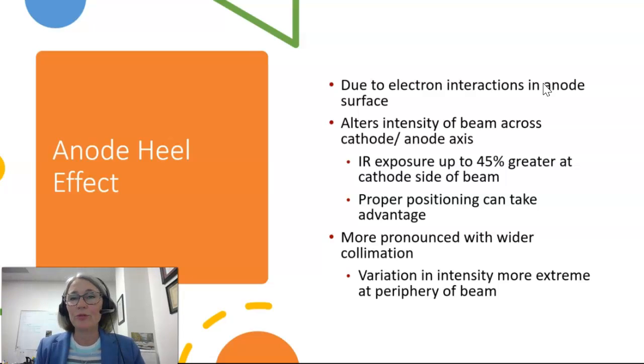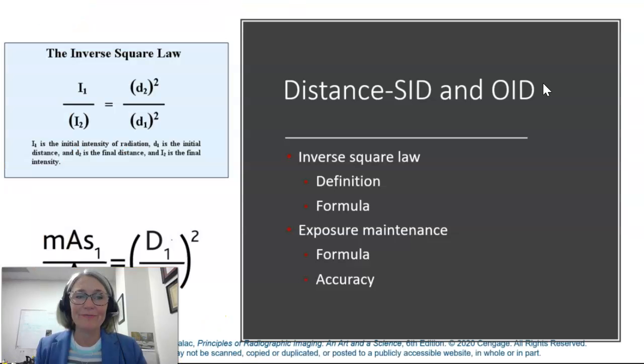So if you're doing a foot, you want to put the fat cat, so the cathode side, on the thicker portion of the anatomy, okay? So use it to your advantage. It's more pronounced with a wider collimation. So if you're not collimating, you're going to see it more so than if you're collimating in really tight, okay? All right. And you're going to see variations in intensity more extreme at the periphery of the image.